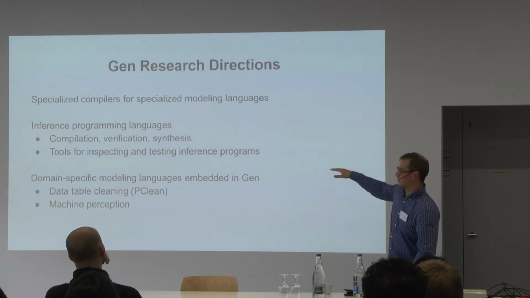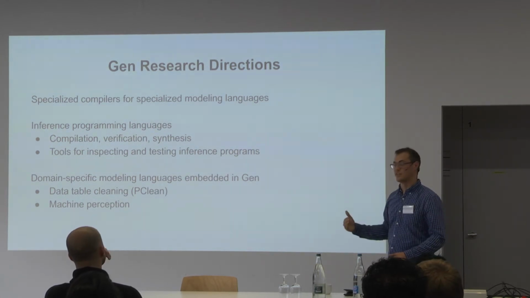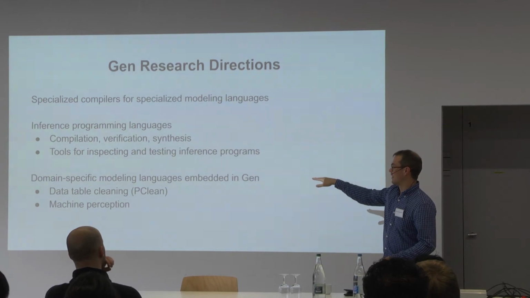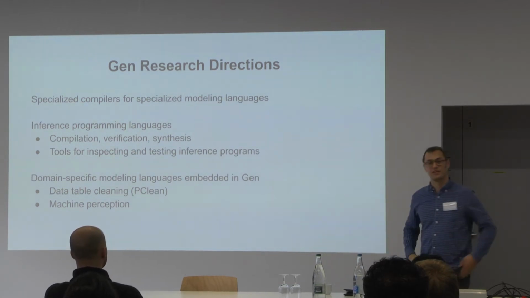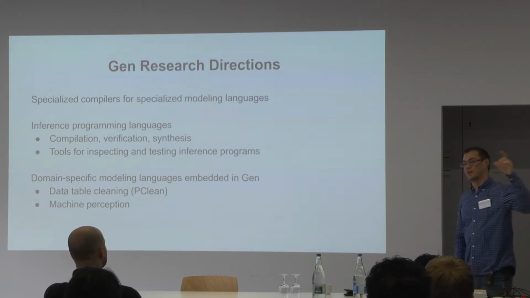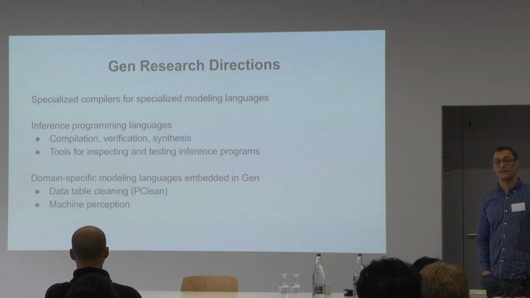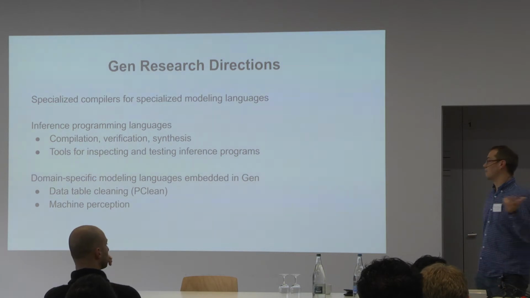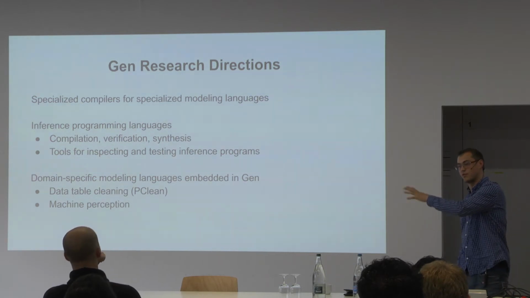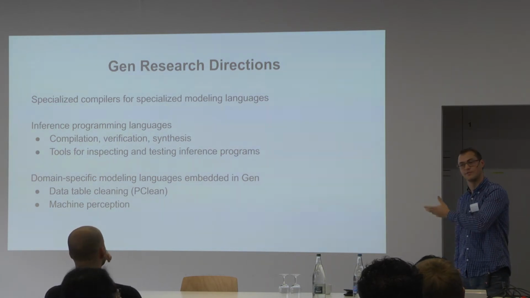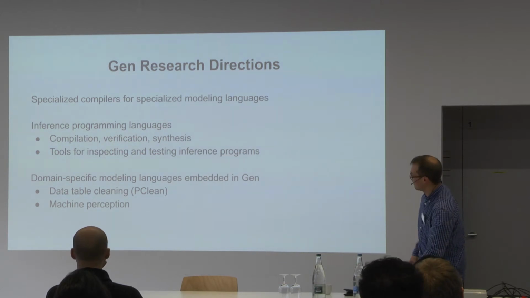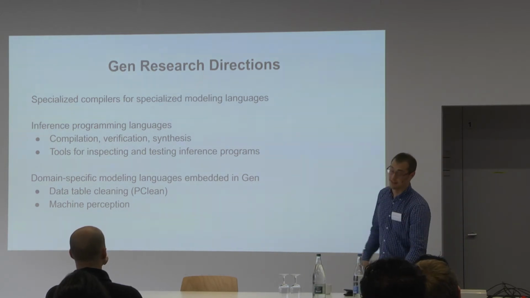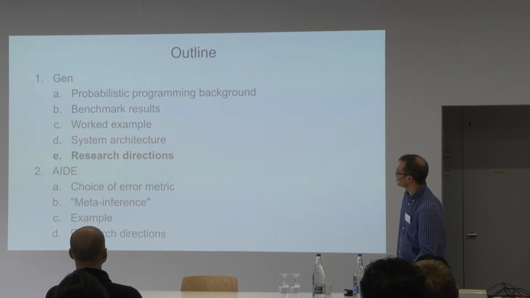And again, there's also a lot of domain-specific work that we're trying to build on top of Gen. There's been some work by a collaborator in the lab on a system called pclean, which provides a higher level modeling language specialized for modeling tabular data. Because as you saw, Gen has pretty low level abstractions, right? Just random variables, generic arbitrary code you can write. But pclean is more specialized. And also we're working on a domain-specific modeling language for machine perception.